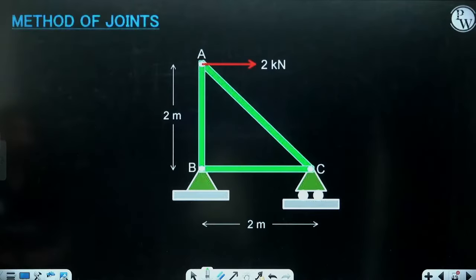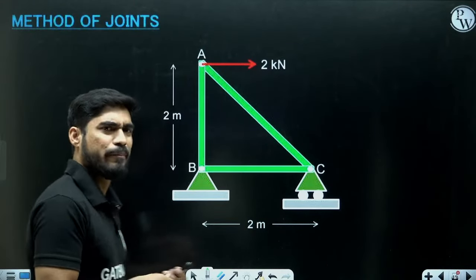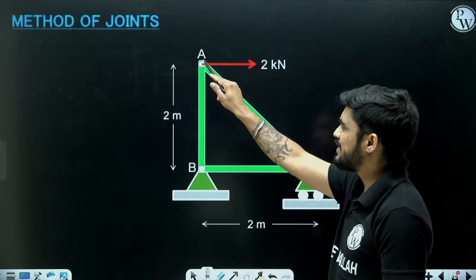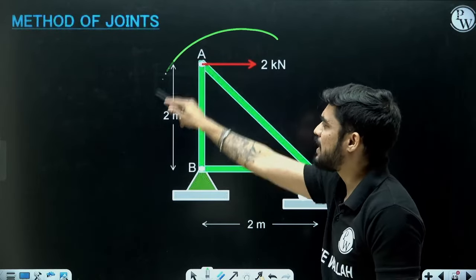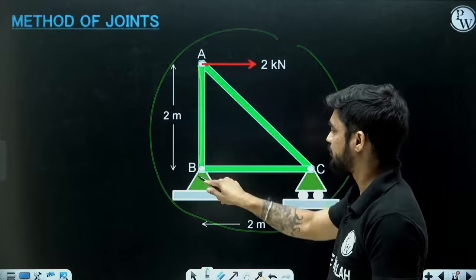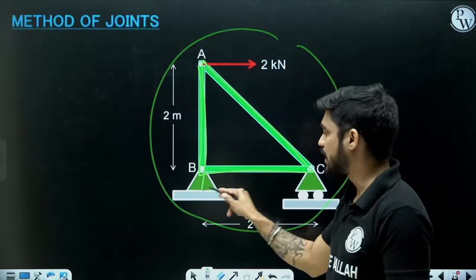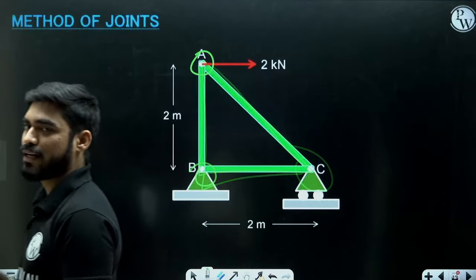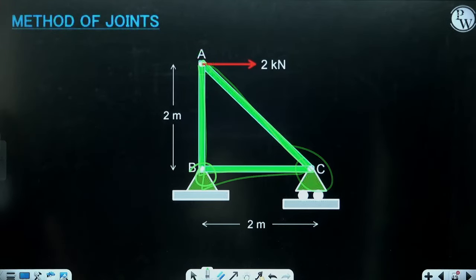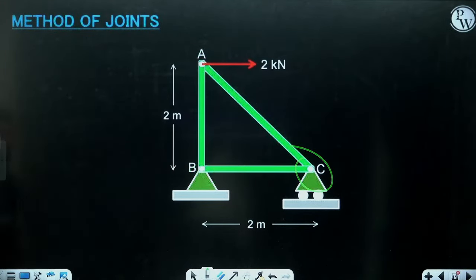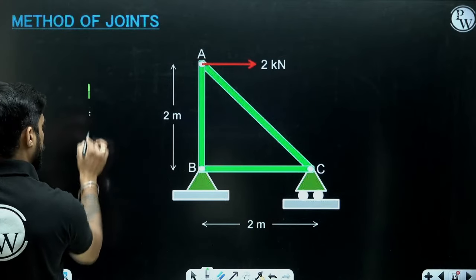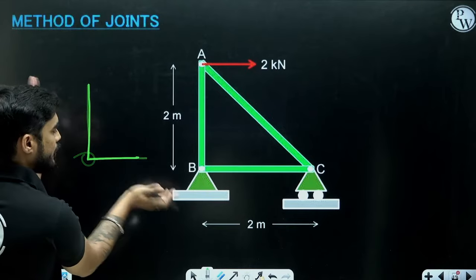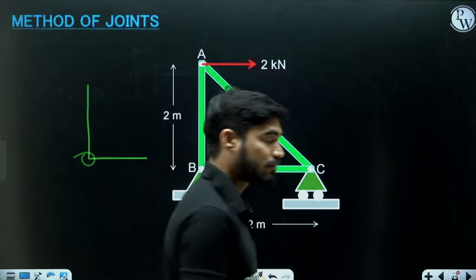Now what is method of joints? What do we mean by method of joints? In order to understand that, let's consider a simple truss. This is the simplest form of truss, a triangle. If three members are connected using pin joints, then they become a structure. Why? Because if you connect only two members using a pin, then these two members can move with respect to each other, so it is not a structure.